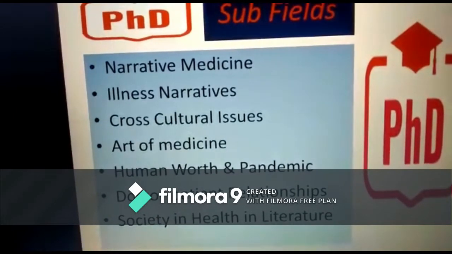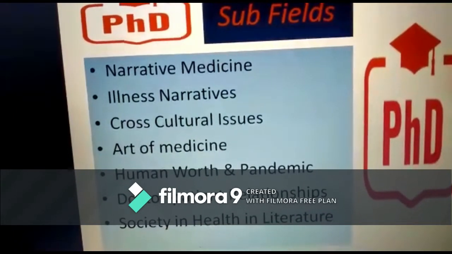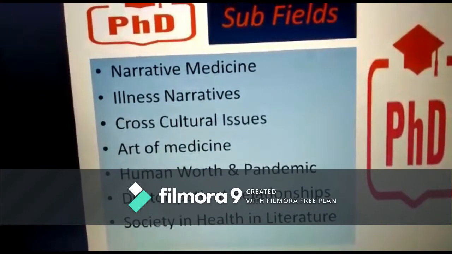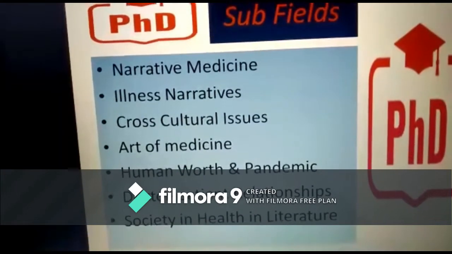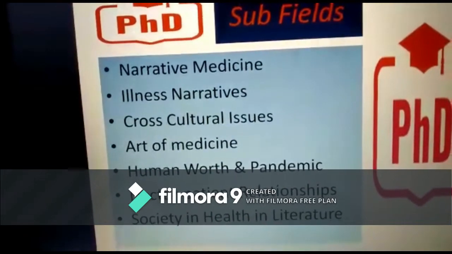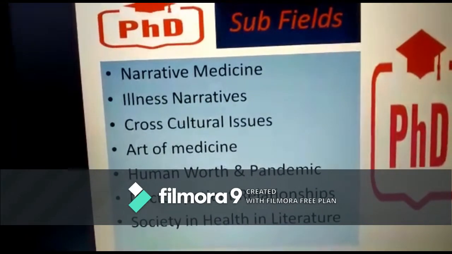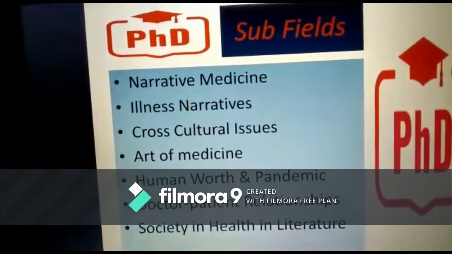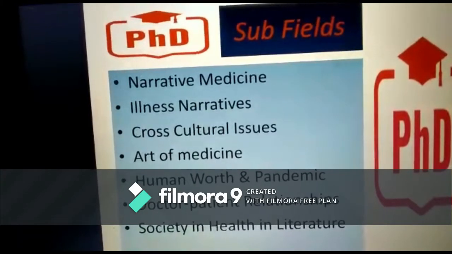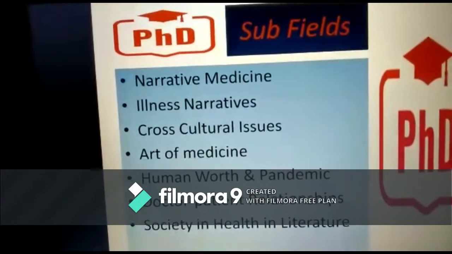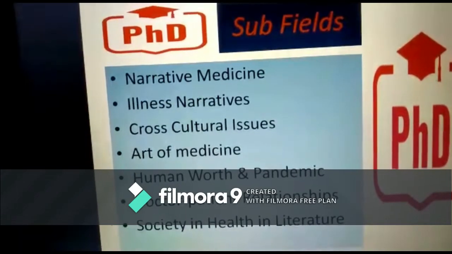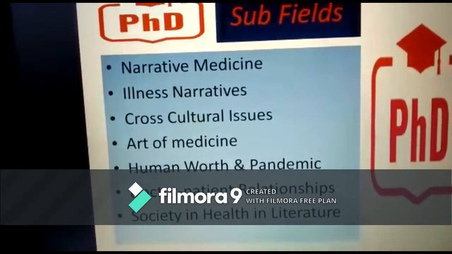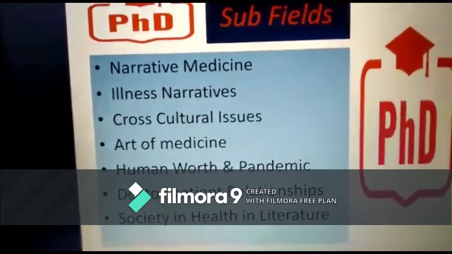Next field is cross-cultural issues. How death is viewed in different cultures. You can take literary texts from Indian English literature, Australian English literature, American English literature, and you can draw a comparison of how they see death or life or illness. Then there is the art of medicine. How a doctor treats a patient depends on the culture, on the socio-economic condition of that country. You can take some African literature, compare it with some American literary texts, and then find out the difference.